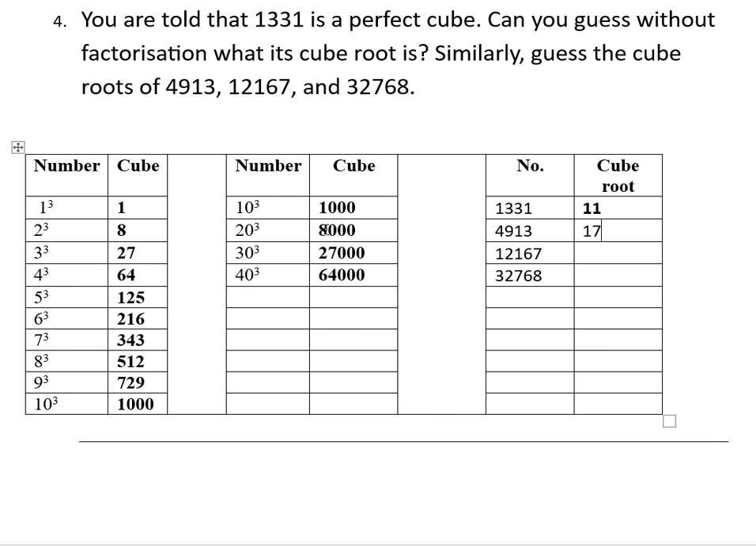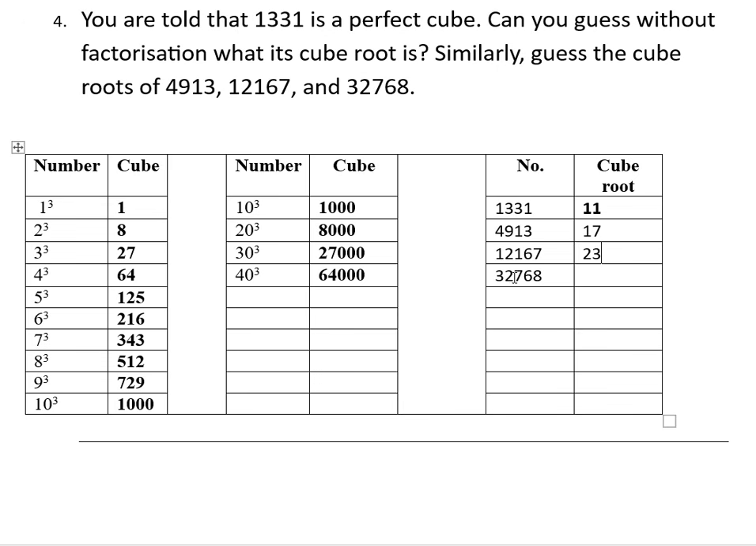So 12,000 is falling between 8,000 and 27,000. So the answer is going to be between 21 and 29. The unit digit is 7. So let's try to find where the 7 falls. Here 7 is 3. So the answer is going to be 23.